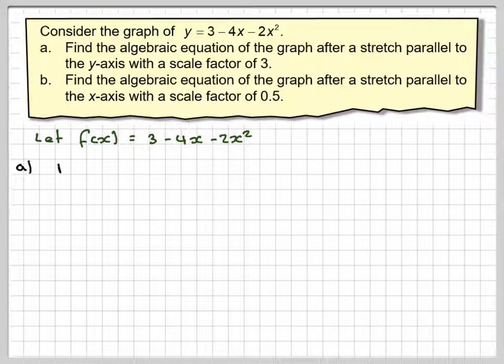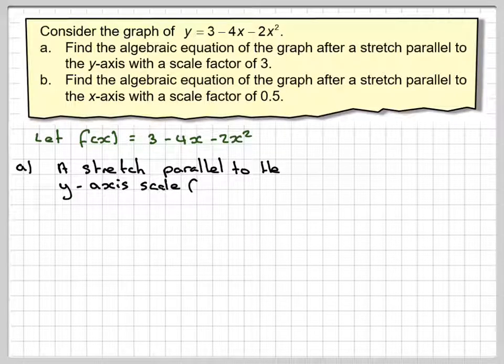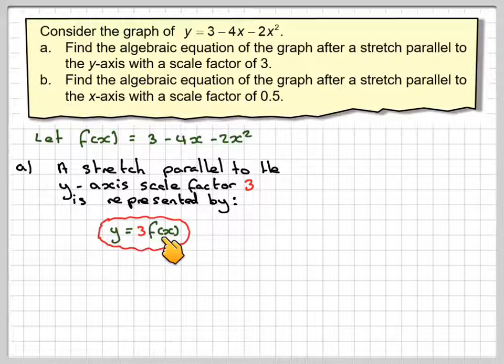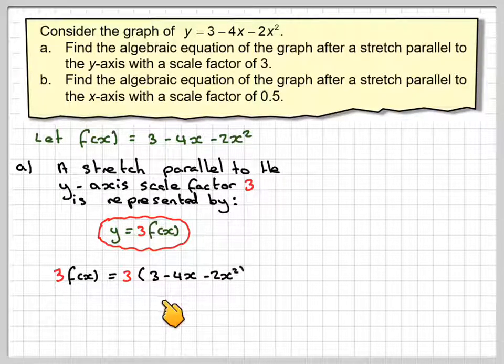Okay, so if we let f of x be equal to our function 3 minus 4x minus 2x squared, a stretch parallel to the y-axis, i.e. a vertical stretch, scale factor 3, is represented by 3 times f of x. So, if we want to work out 3 times f of x, we need to multiply every term here by 3. So it's 3 brackets 3 minus 4x minus 2x squared. Multiplying through, we're going to get 9 minus 12x minus 6x squared.